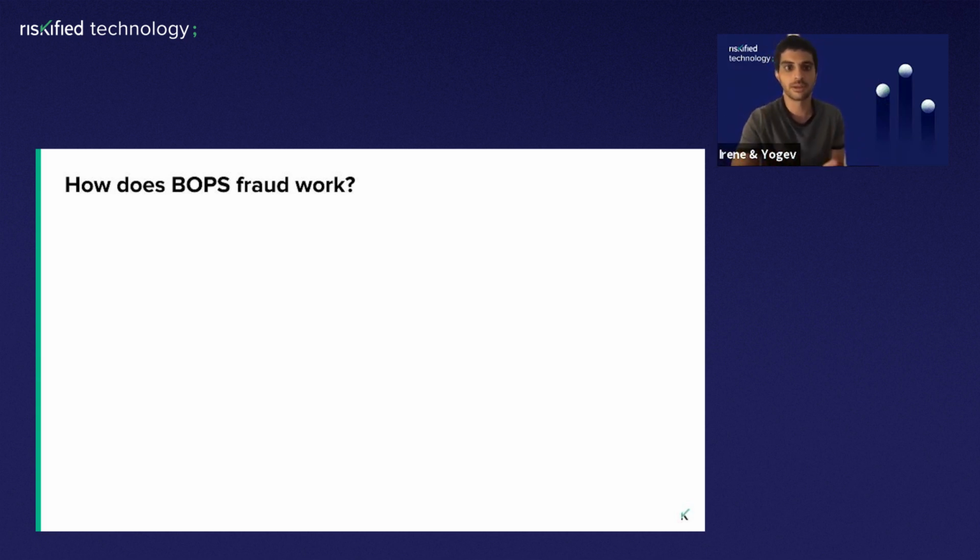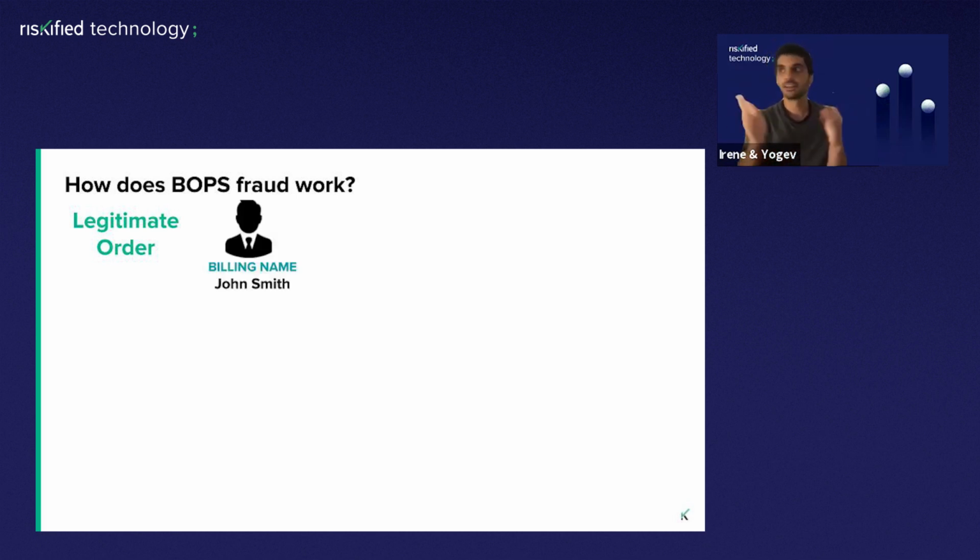As Irene said, remember, our job at Riskified is that whenever an order takes place, we need to review the order very quickly. Our machine learning models do so, and decide whether it's the cardholder performing the order or some fraudster who got the cardholder's details. So how would a legitimate, non-interesting order look in BOPS?